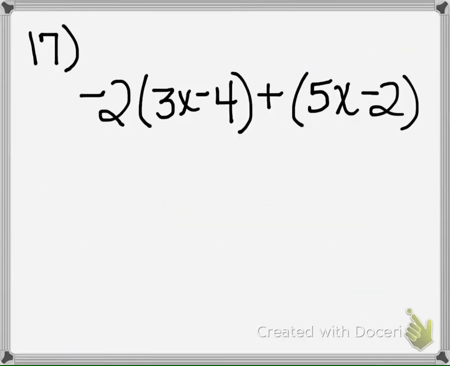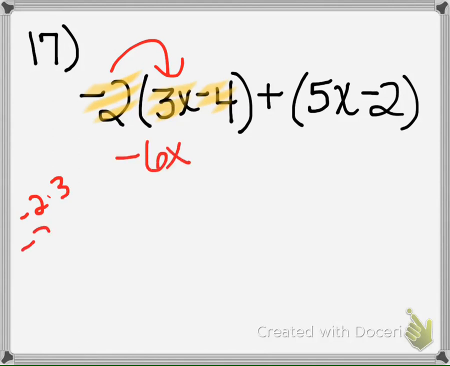And I'd like you to add at the bottom of your page one last example here. So with this example here, we're going to take this negative 2 and multiply it to the 3x and to the negative 4 there. So negative 2 times 3 is negative 6x. Negative 2 times negative 4 is positive 8.